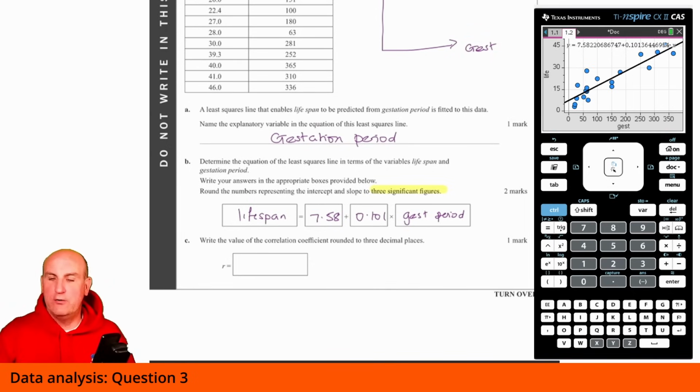Now, where on earth am I going to get my correlation coefficient? Well, 2 ways. I can go to menu, settings, and turn on diagnostics. Now the problem with that is it doesn't give me my value of r, it gives me my value of r squared. But there's a better way.